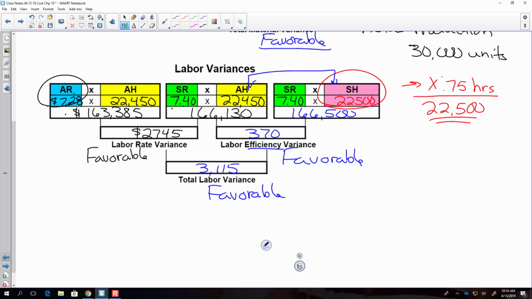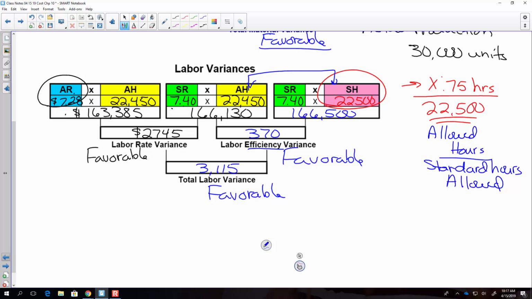So on the test, if I asked for what are the allowed hours for the actual production, how many hours would that be? The 22,500. Yes. The 22.5 is the allowed hours. Sometimes this is called the standard hours allowed, standard hours allowed for the actual production.